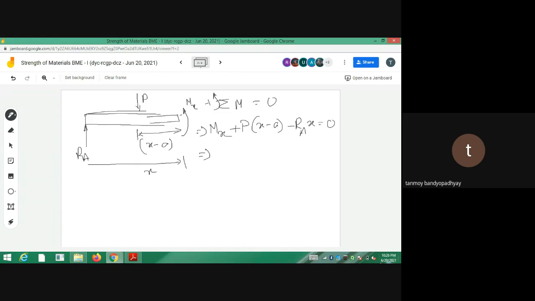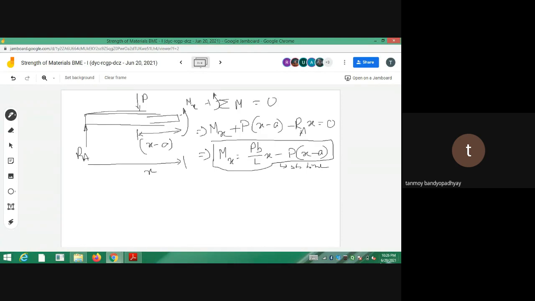So what I am left with? So mx is equal to ra into x. So what is ra? Ra was pb by l, so mx is pb by l into x minus p into x minus a. So this is the expression. So what is this equation? This is the equation of a straight line. So the BM diagram will be a straight line equation.